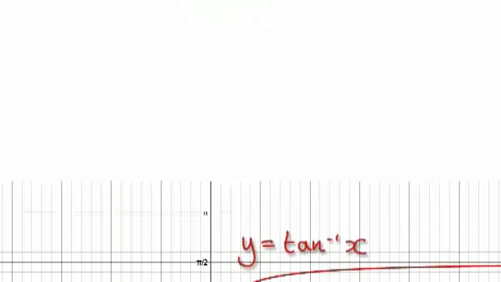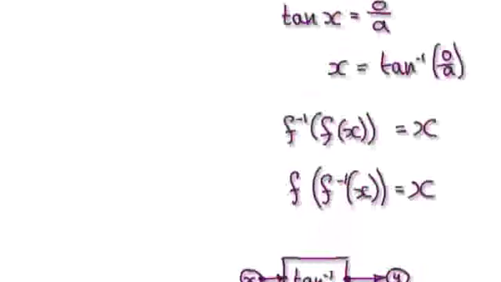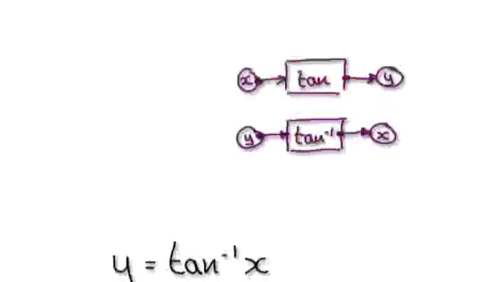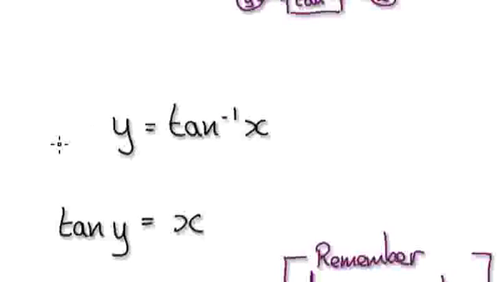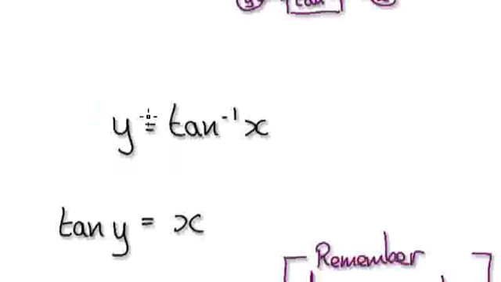Following on from the previous video, we were trying to find the derivative of inverse tan of x, and we got to this stage here. We start with this. We're trying to find the derivative of this, so we take tan of both sides. From here, that takes us to here.